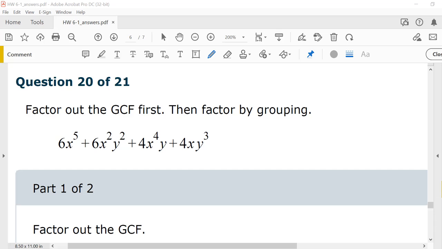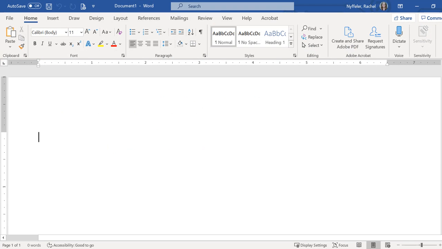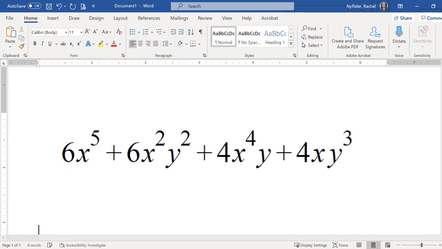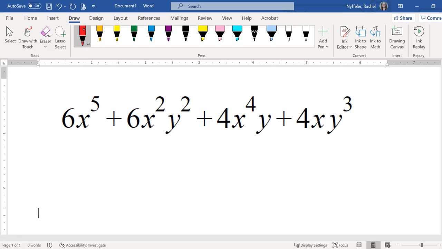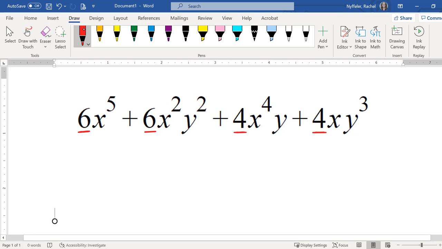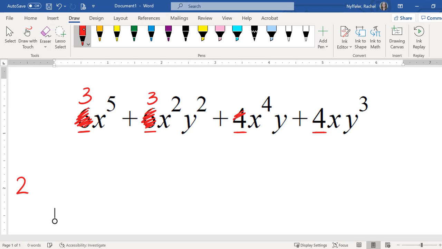For question number 20, factor out the GCF first, then factor by grouping. So I'm going to go over to a Word document. We need to factor out the GCF first. So with the numbers 6, 6, 4, and 2, the greatest common factor of all those numbers is a 2. If I pull out a 2, this will turn into a 3. That turns into a 3. This turns into a 2. This turns into a 2.